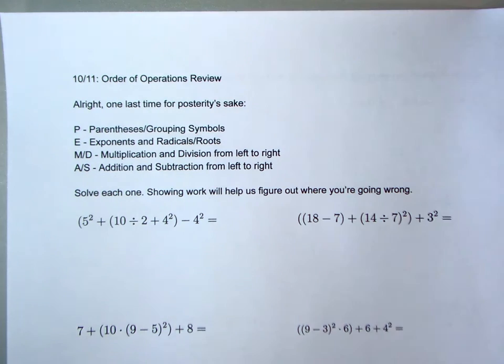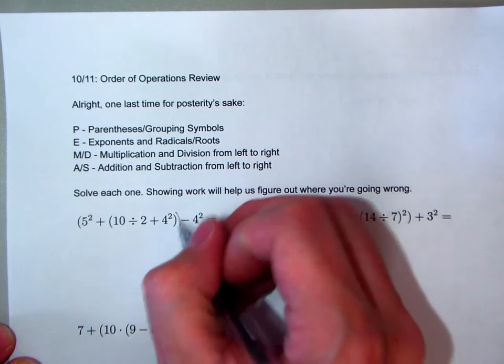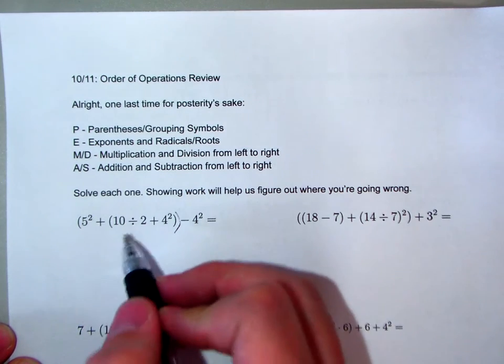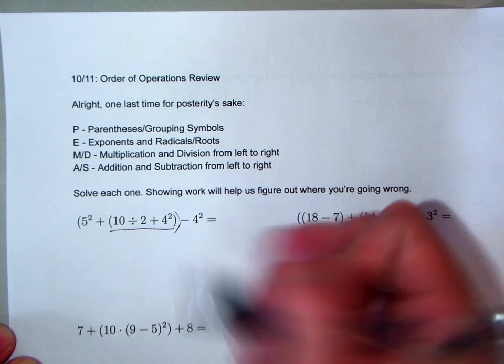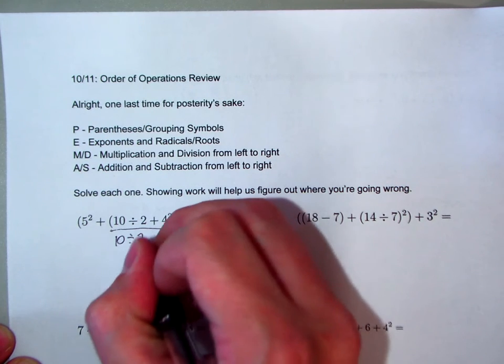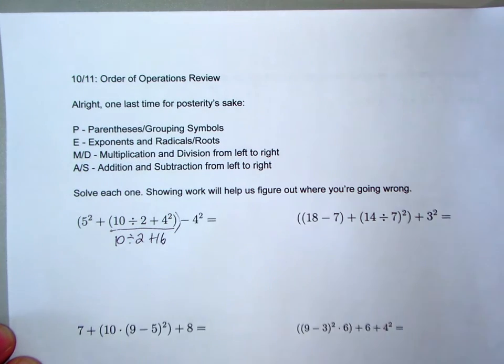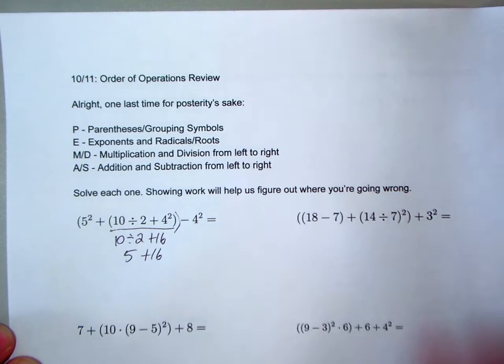Let's go through them. The innermost layer of parentheses, I'm guessing there should be a second one here, is 10 divided by 2 plus 4 squared. Within those parentheses, 4 squared, or the exponent, happens first. So this problem becomes 10 divided by 2 plus 16. Then we do the division, 10 divided by 2, and we get 5 plus 16. And all of this gives you 21.